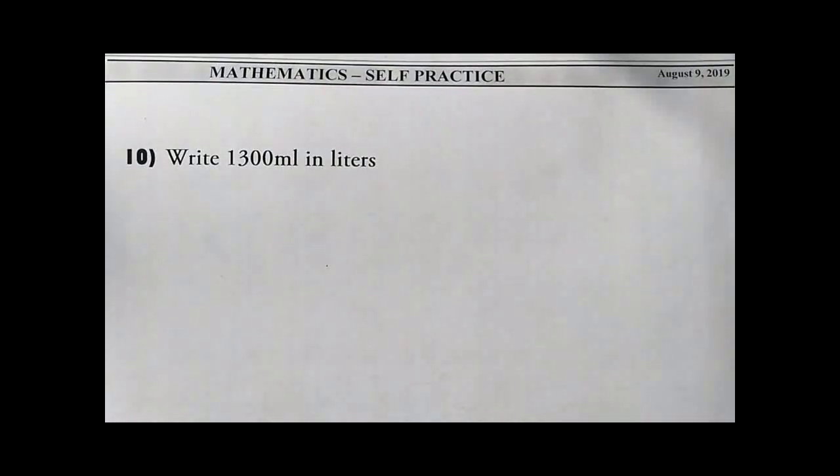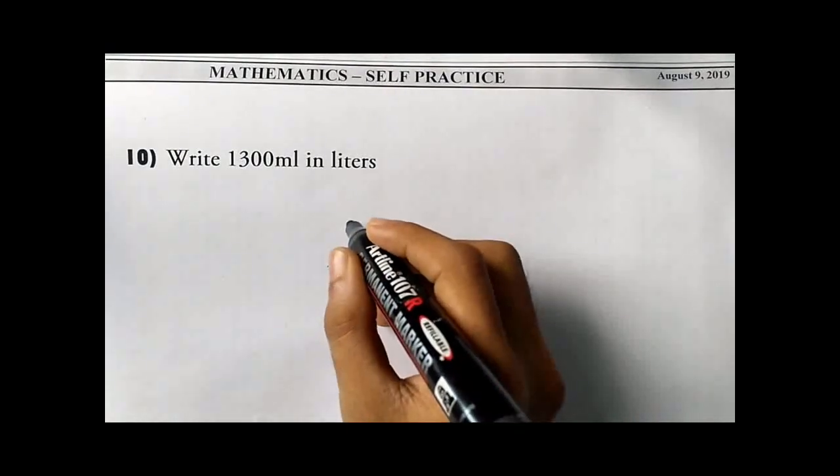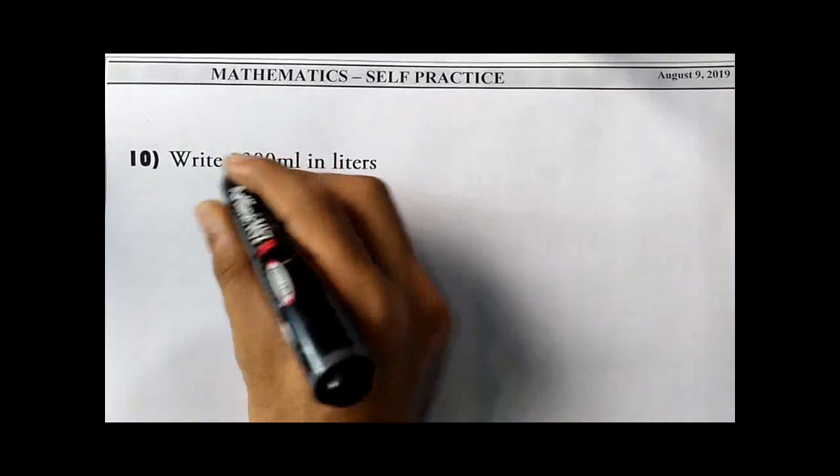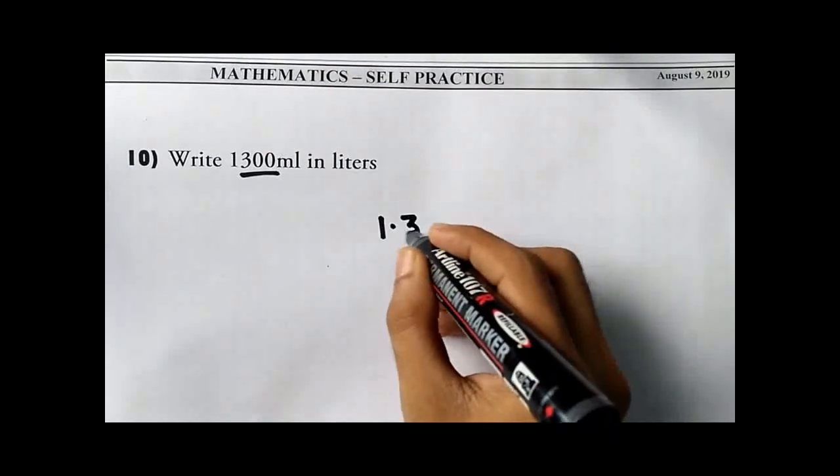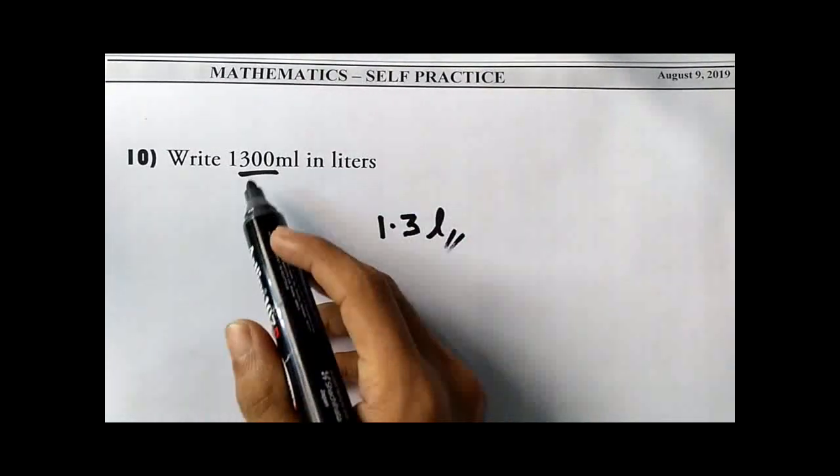It's a basic question. Write 1300 milliliters in liters. So 1300 milliliters in liters means how many liters are there? 1 liter. That means 1.3 liters. We just have to divide this by 1000.